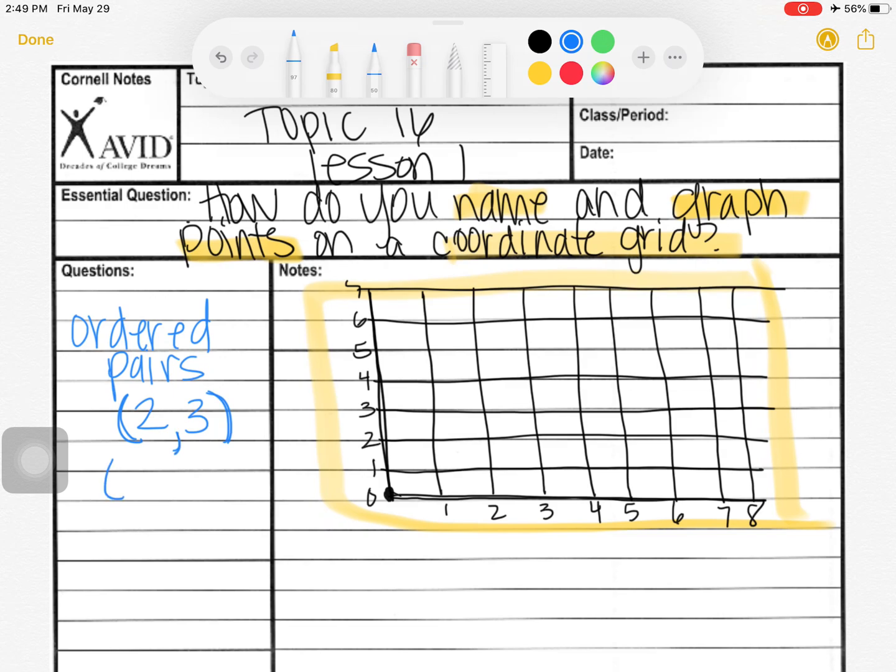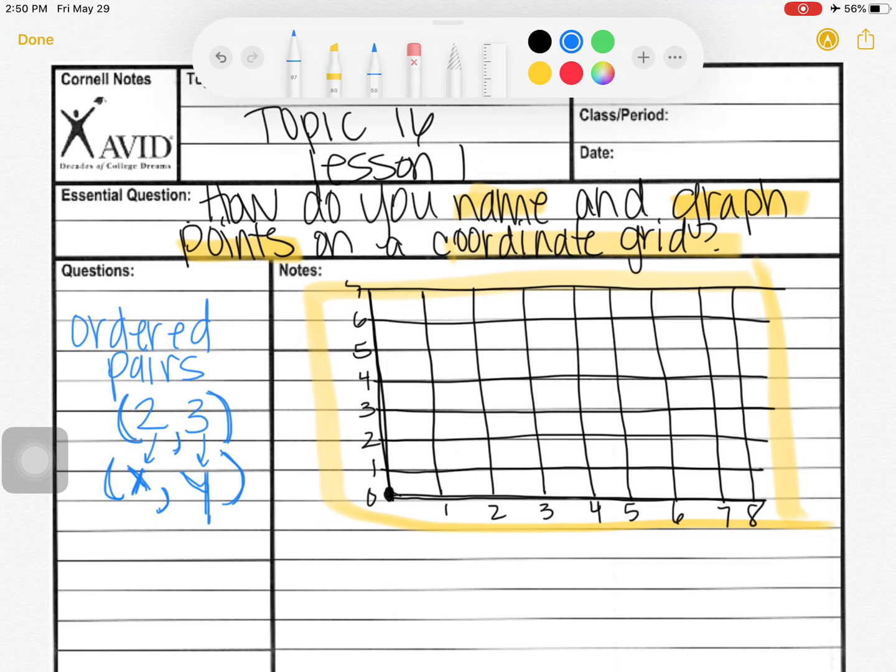Whenever we look at ordered pairs, we have to think about this as x and y. So please make sure you write that down. X and y. X always comes first. X comes before y. You can remember it that way. So 2 is the x, and 3 is the y. Do you see this? 2 is x, 3 is y.